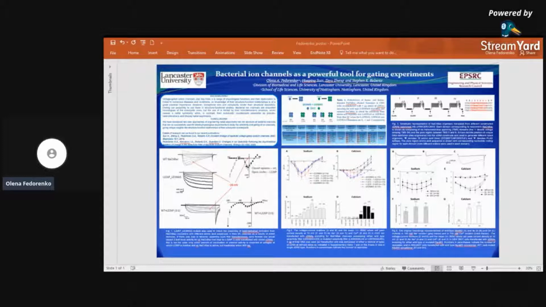Here we report two new approaches of engineering radial asymmetry in the structure of bacterial channels that were successfully used for electrophysiological experiments. The first technique is the co-expression of different monomers of the bacterial channels, as shown here in green and blue, to induce a random assembly of heterotetramers. Assuming that the assembly of heterotetramers is formed without bias, the proportion of channel types can be determined by binomial distribution, as you see in Table 1.